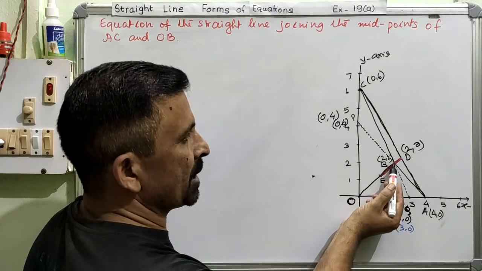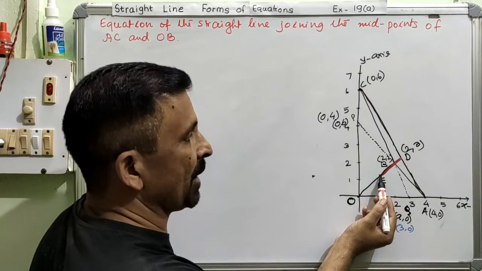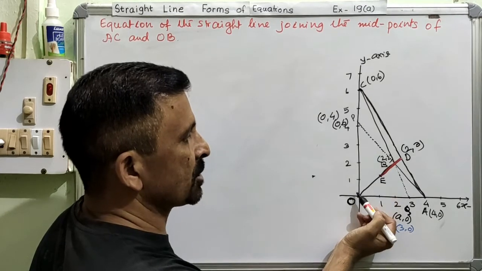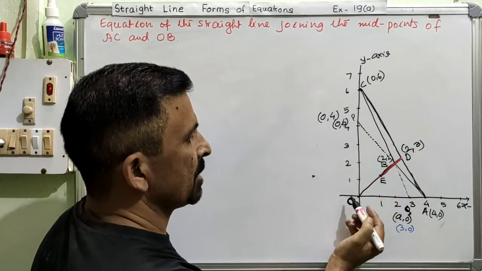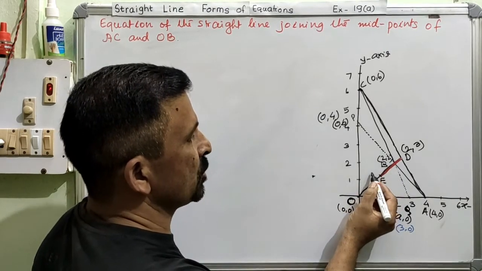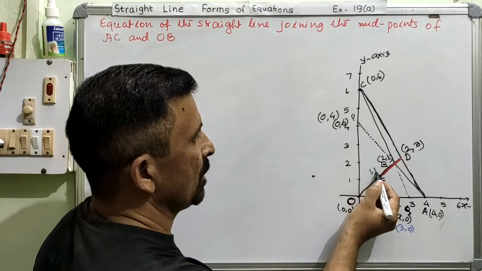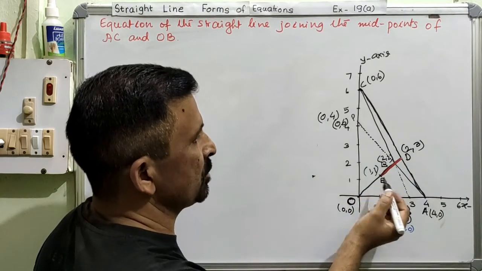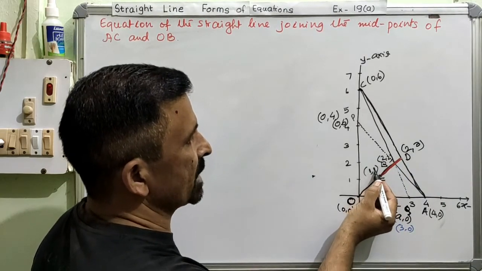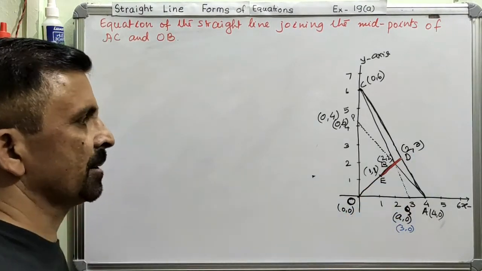Now the coordinate of E. E is the midpoint of B and O. Therefore, we can again use the midpoint formula and find the coordinate of E. Clear? So the coordinate of O is 0, 0. So 0 plus 2, 2 divided by 2 is equal to 1. And then Y also will be 1. Again 0 plus 2 divided by 2 is 1. So this way you got the coordinate of E as 1, 1, and the coordinate of D as 2, 3.